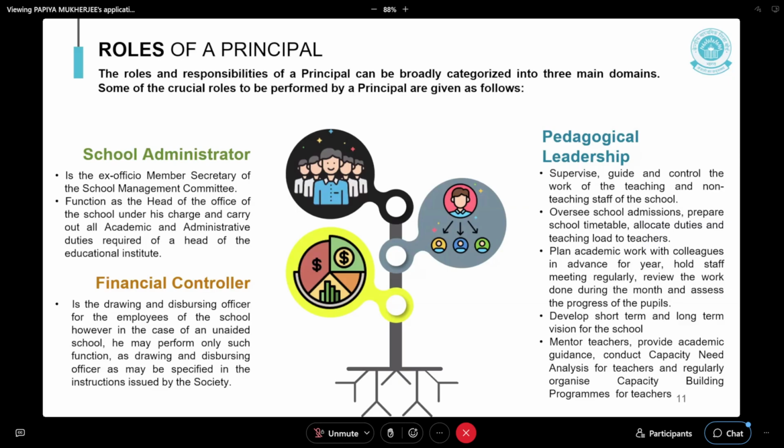Thank you for this wonderful participation, huge amount of participation. So, though the duties and responsibilities of the principal as pedagogical leader are endless, however, we can take them in 3 different domains: that of an administrator, controller, and pedagogical leader.